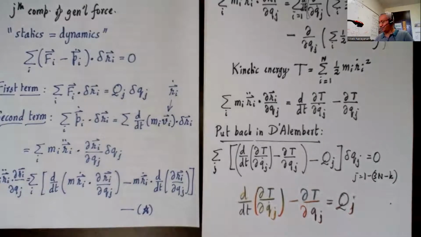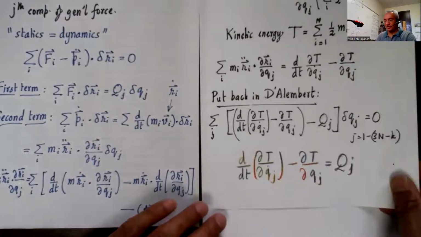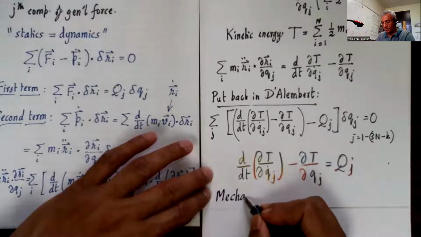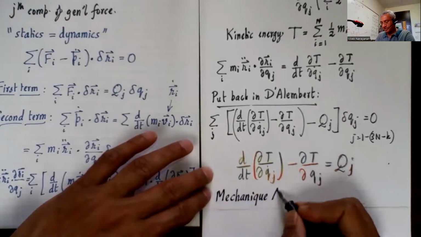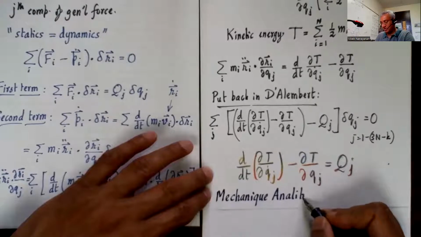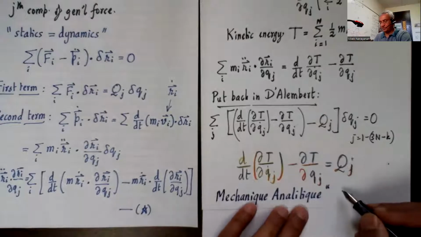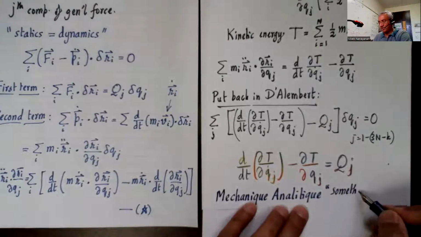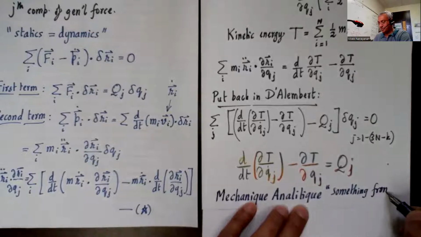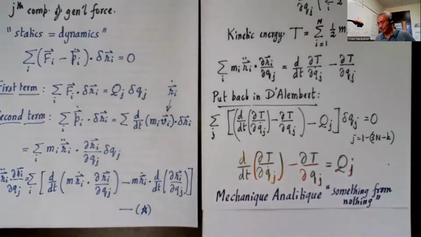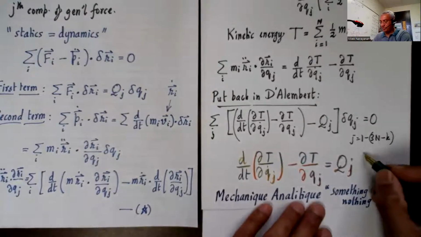So this is the legendary derivation that Lagrange performed in his famous book known as Mécanique Analytique. And it is widely regarded as one of the greatest derivations of all time. You get something from nothing. And what a something it is. It is at the heart of everything in physics. And these are sometimes called the equations of motion of the second kind.